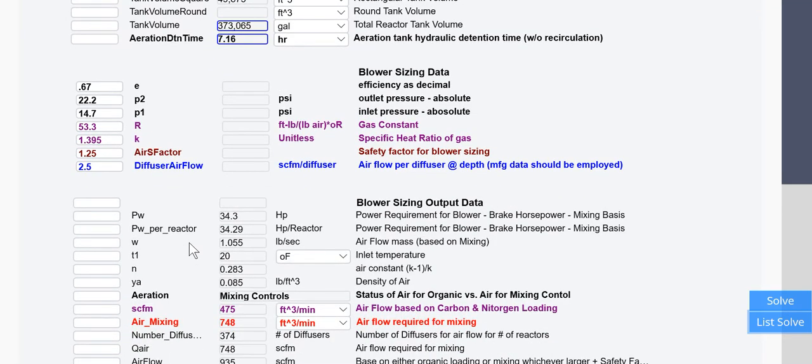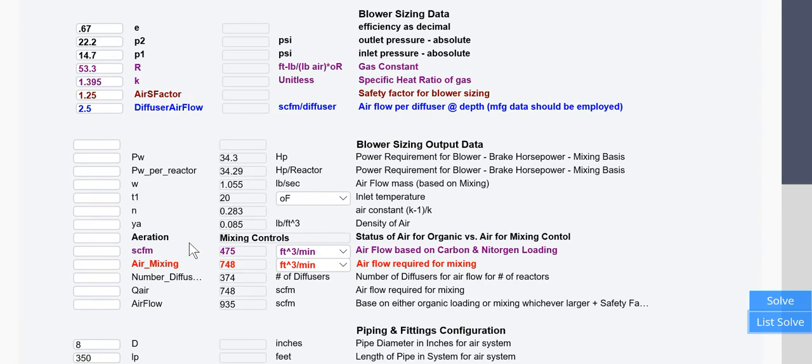The output from the program gives you the data for the power requirements, airflow for mixing, aeration mixing controls. It says that for the organic carbon and nitrogen, we need 475 SCFM. For mixing, we need 748. The number of diffusers comes back based on the diffuser information at 374. There is the airflow required for mixing, and the total airflow with a safety factor is 935.